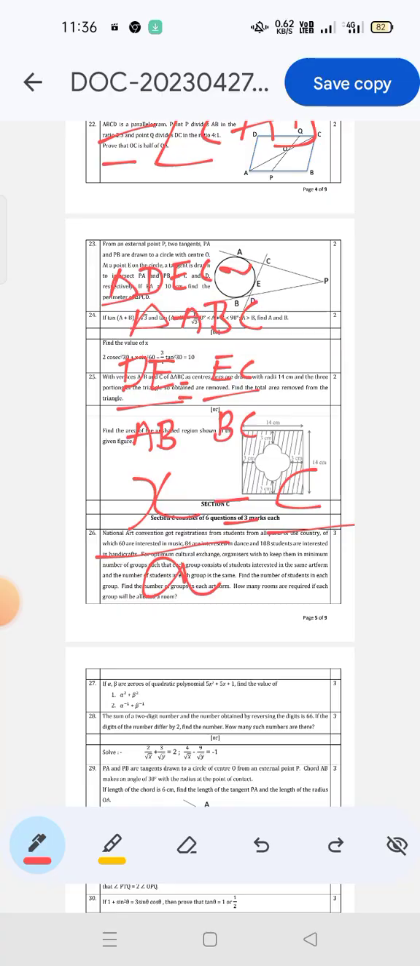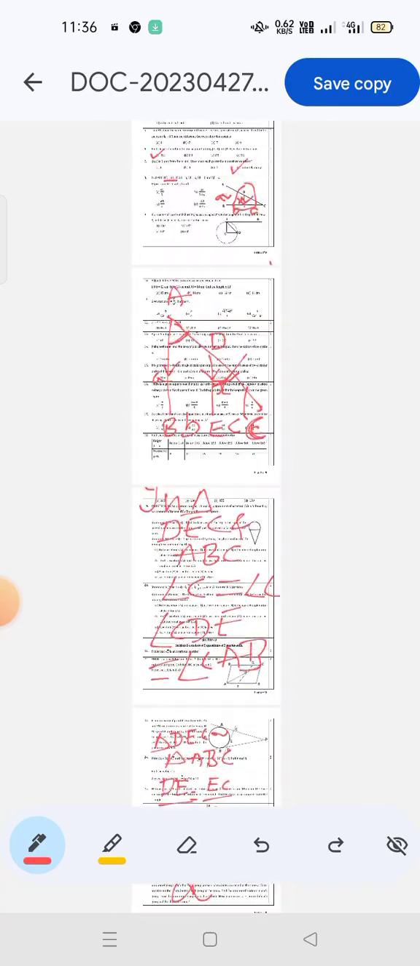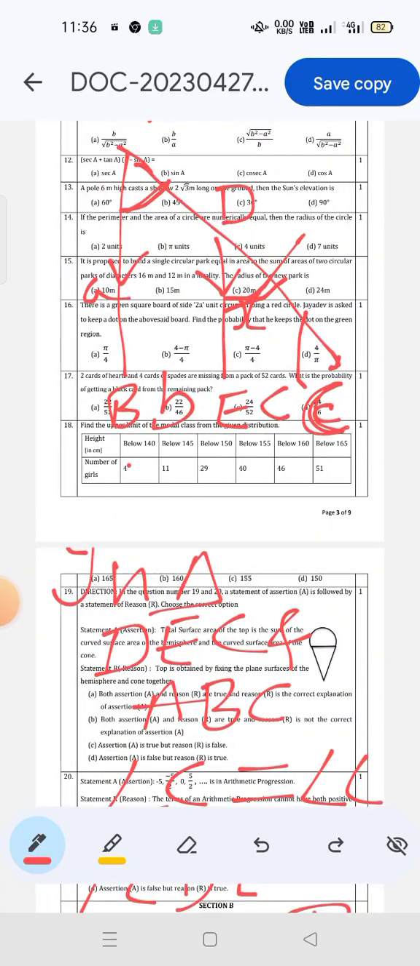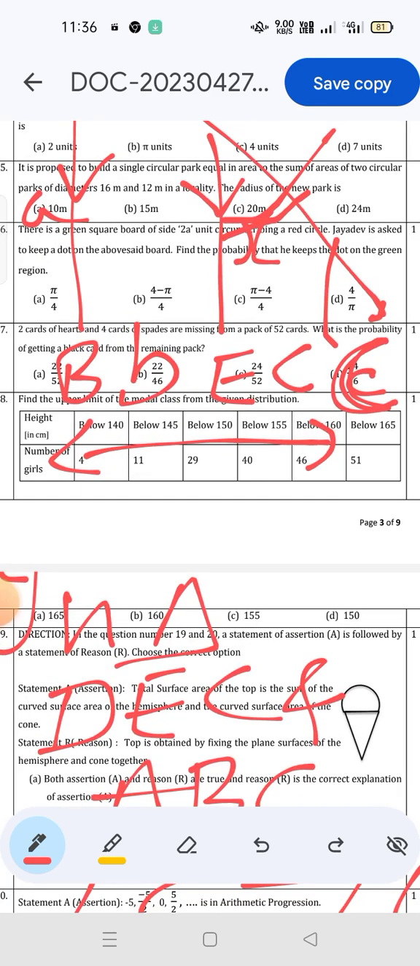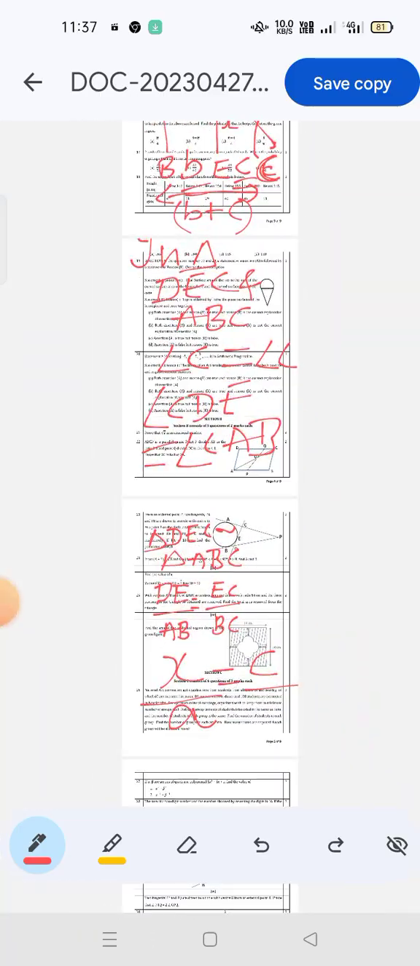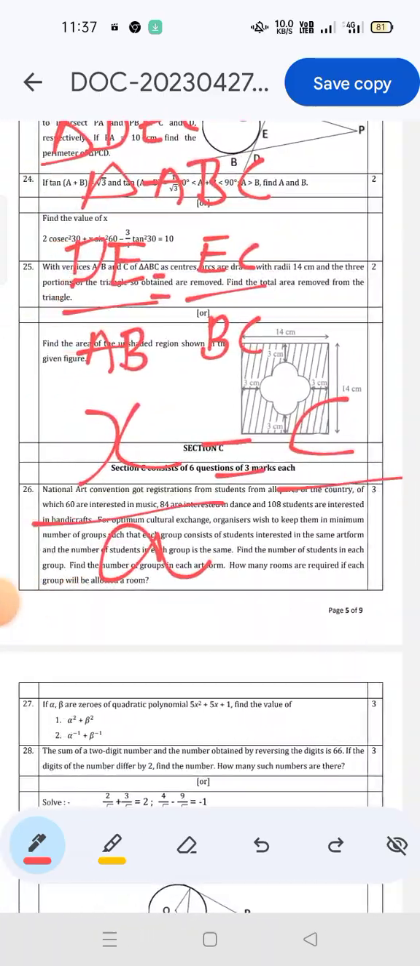And what is BC? Observe the figure carefully. What is BC in terms of small b and c? We can observe that BC is B plus C. Why is that so? Because BC is BE plus EC. BE is nothing but B and EC is nothing but small c. So in place of BC, I shall write B plus C.